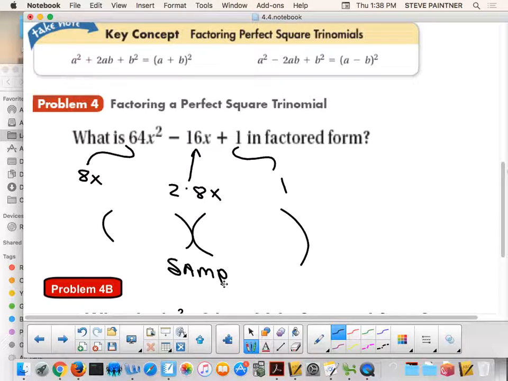How do you get 64? 8x times 8x. How do you get 1? 1 times 1. It's either plus 1 or minus 1 times minus 1. Minus, because the 16 in the middle is negative, so you make sure you go 8x minus 1 times 8x minus 1.